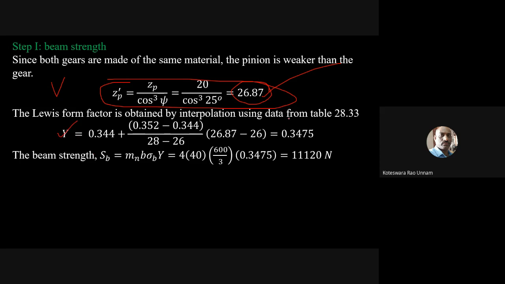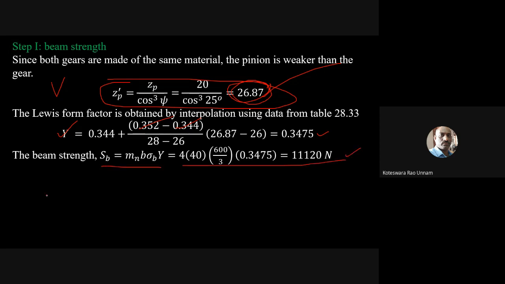Of course, this data is available from the tables only. Based on the pressure angle and number of teeth, you can find it. Because in the case of helical gear, you will always get a fractional number of teeth, you need to use interpolation to calculate y. Then once I have the y value, I know everything, so I can calculate the beam strength.